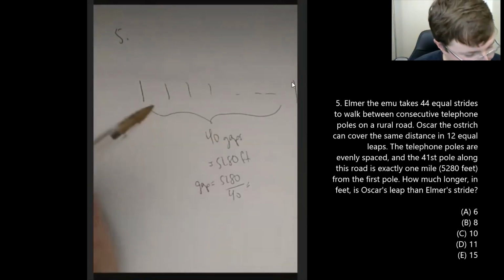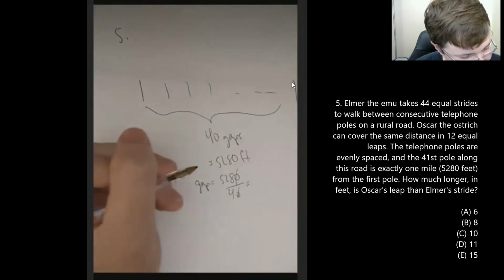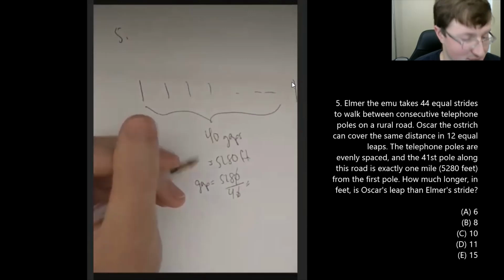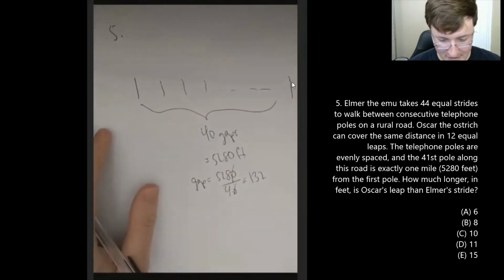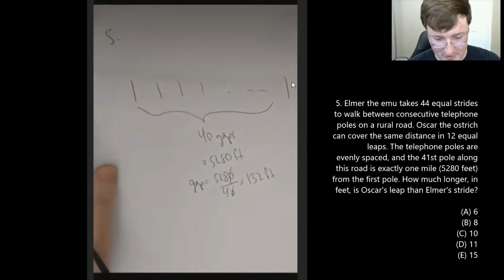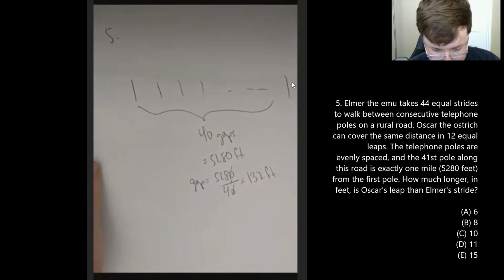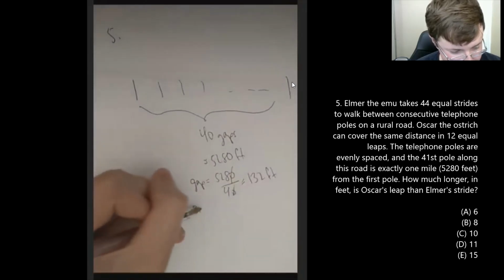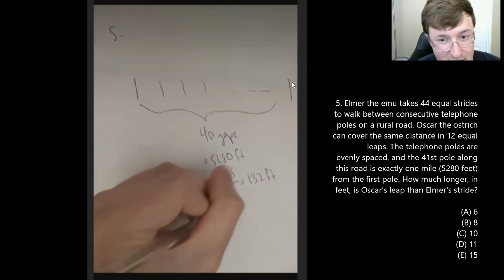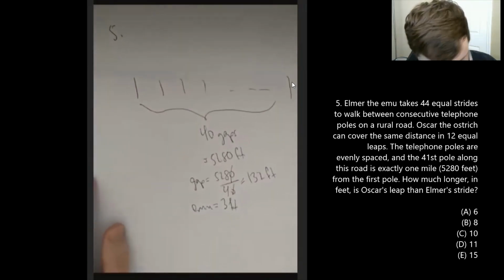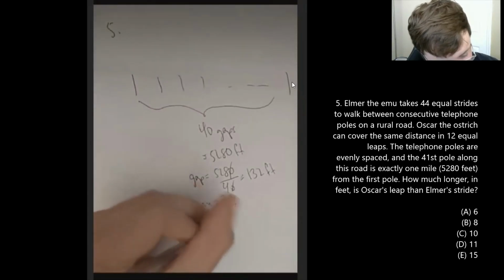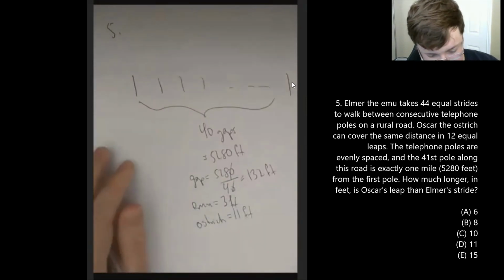Okay, so this is 528 over 4, which is 125 plus 132. Yeah, so 132 feet between poles. So the emu is a 44th of that, which is 3 feet. And then 12 leaps is 11 feet. So that's a difference of 8 feet. Okay.